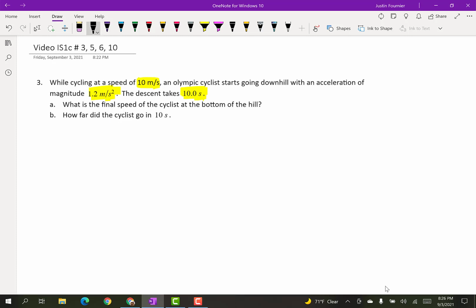So let's draw our cyclist here. Let's make a better hill than that. So let's do something like this. The cyclist starts up here, again I'm using the dot model here, and then ends down here.